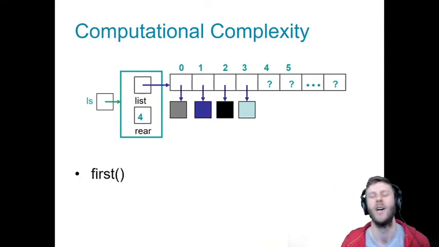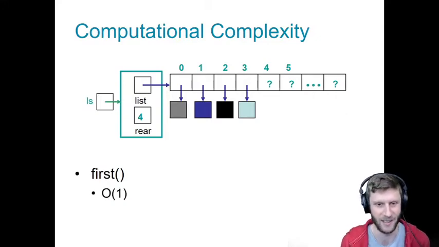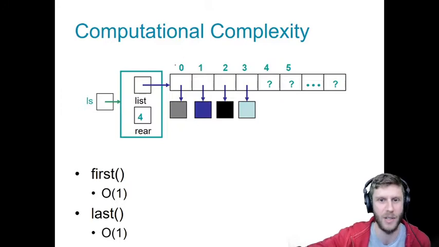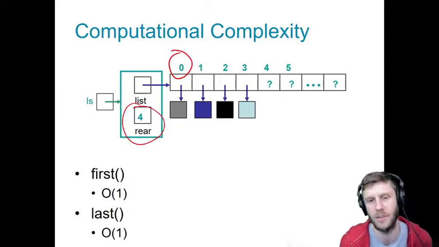First, what's the computational complexity of grabbing the first thing? Which should be easy. It's order 1. Last, order 1 as well. Why? Well, we know first is always at index 0. We know last is always at rear minus 1. So it's just a quick look up.